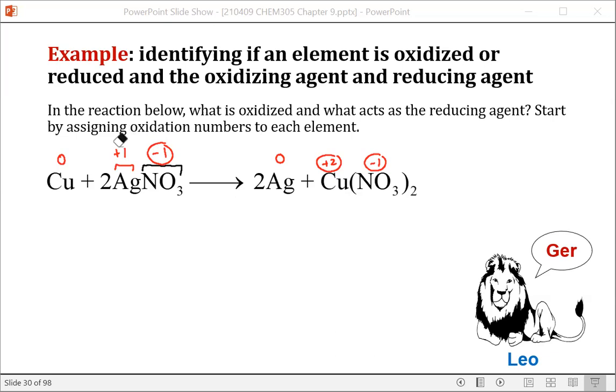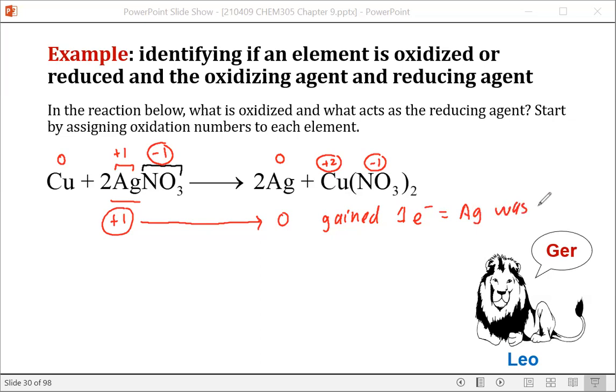So silver went from +1 to 0. So silver must have gained 1 electron. It started out with the oxidation number of +1 and it gained 1 electron, or 1 negative charge, to go to 0. So it gained 1 electron. Gain of electrons is reduction, so that means Ag was reduced.